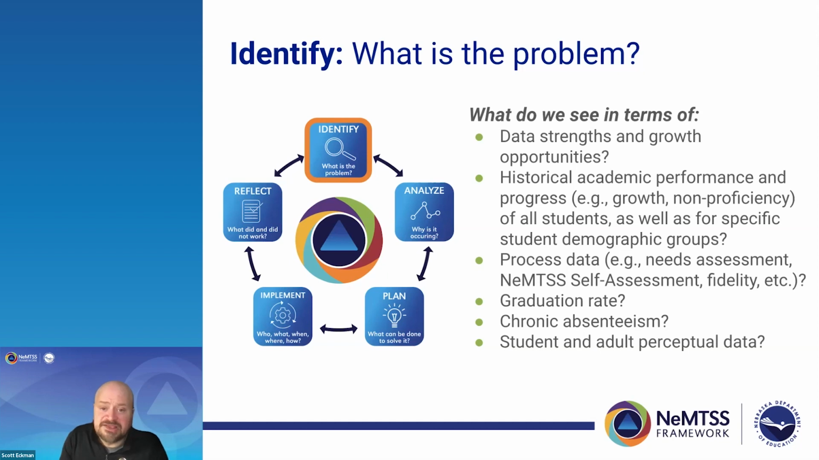This should include looking at needs assessments and fidelity data. If your district takes the Nebraska MTSS self-assessment, you would want to focus specifically on, say, question 13 on evidence-based instructional methods, or questions 21 and 22, which focus on Tier 1 core within a layered continuum of support. Other data points that teams may look at during this step might be graduation rates, chronic absenteeism, and student and adult perceptual data.